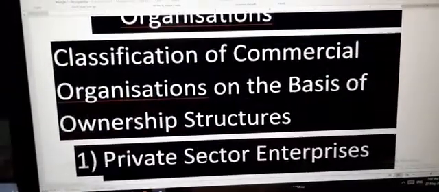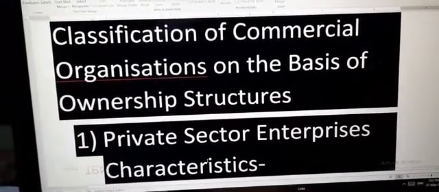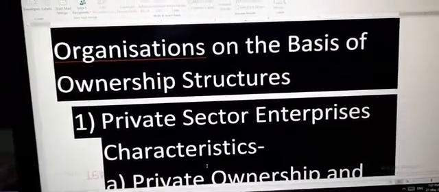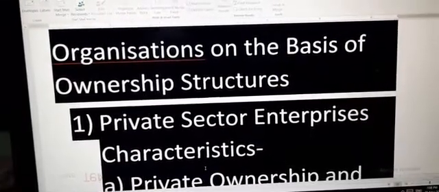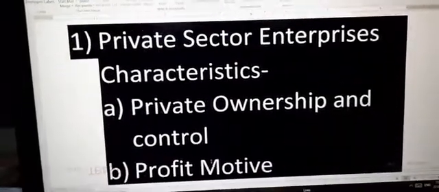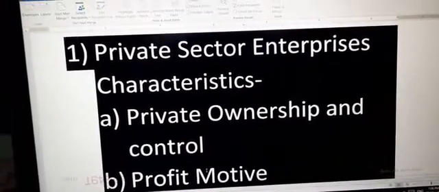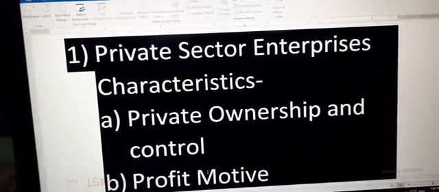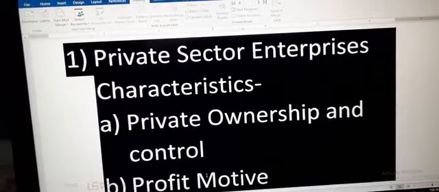Now our next topic is classification of commercial organization on the basis of ownership structure. Ownership structure means the pattern of ownership of a commercial organization. It indicates who owns the organization and its assets. So there are several forms of ownership structure. First is private sector enterprises. Private sector enterprises means that the ownership is in the hands of a person other than the government, because there are two types of enterprises, private and public. So first is private sector enterprises.